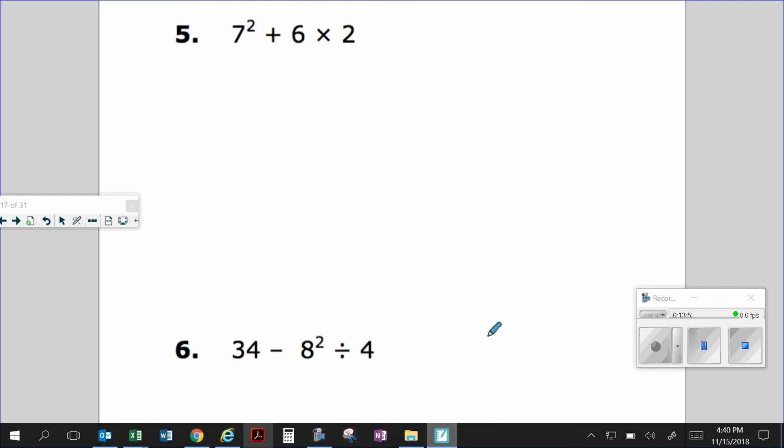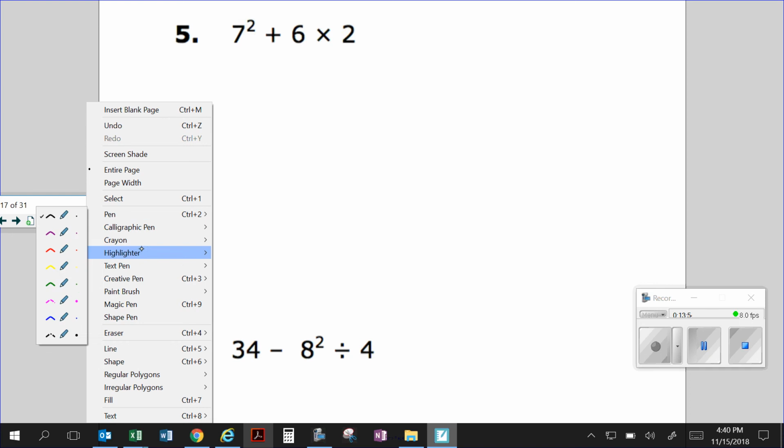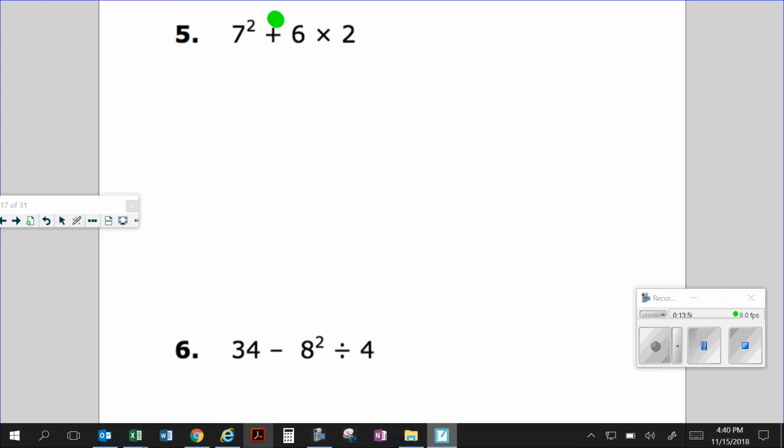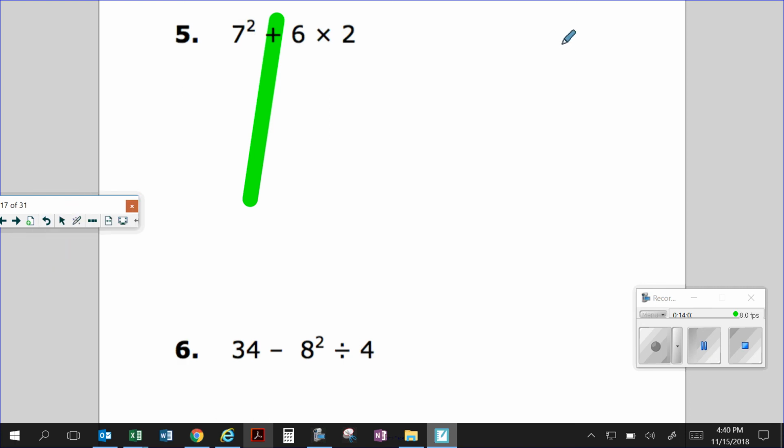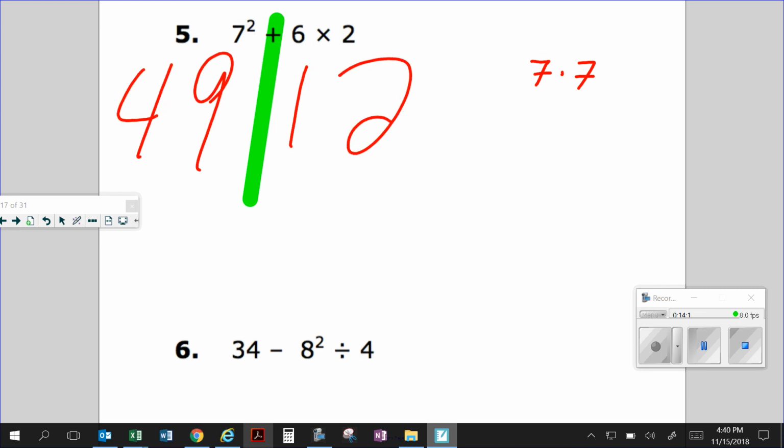Number 5, get your highlighter. Highlight any operators. I see right here. So on the left term, what do you see? 7 squared. And how do you write that as repeated multiplication? If 7 is a factor, it repeats twice. 7 times 7 is 49. On the right term, I see 12. What do they want you to do with the left term and right term? Add it up. 49 plus 12 is 61.